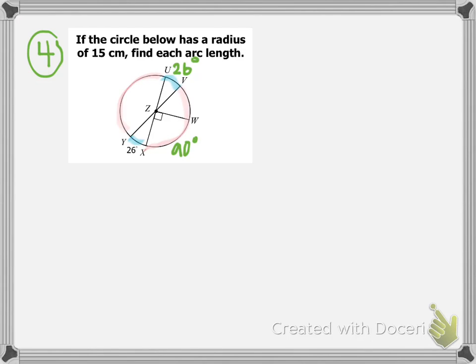So if I take 360 and subtract 26 and 26, that gives me what, 308? If I divide 308 by 2, then this side is going to be 154. So that means that this other side, this VW there, will be 154 minus 90. So that's going to be what, 64?